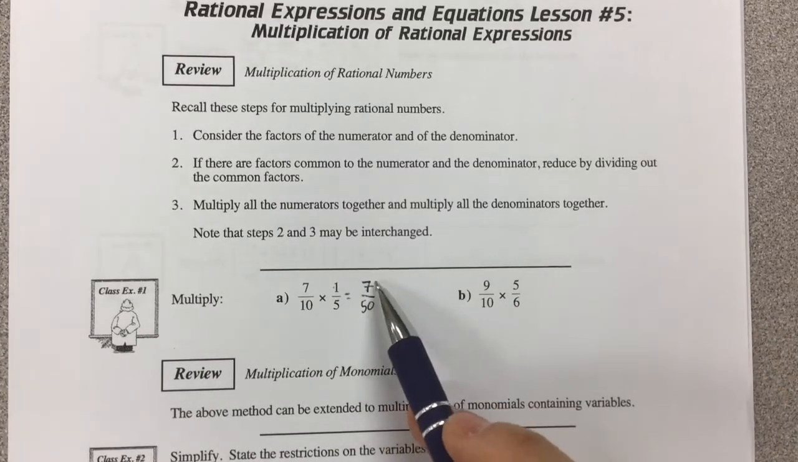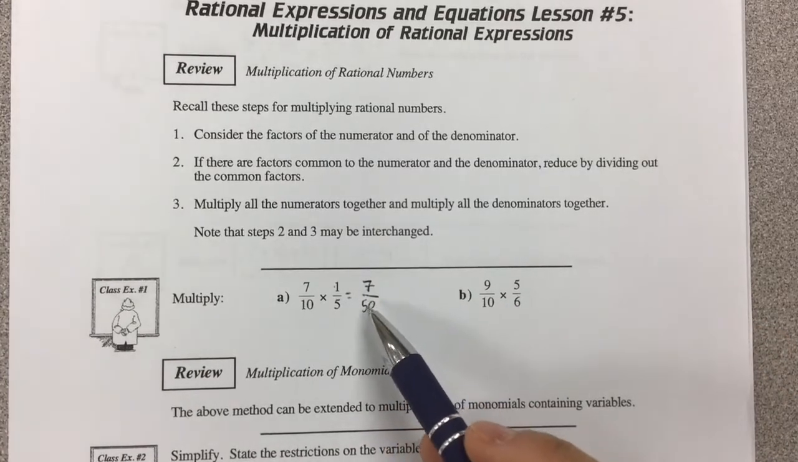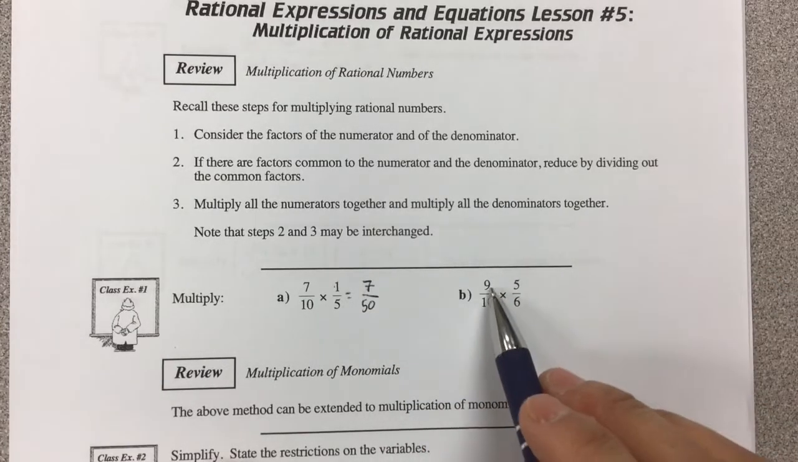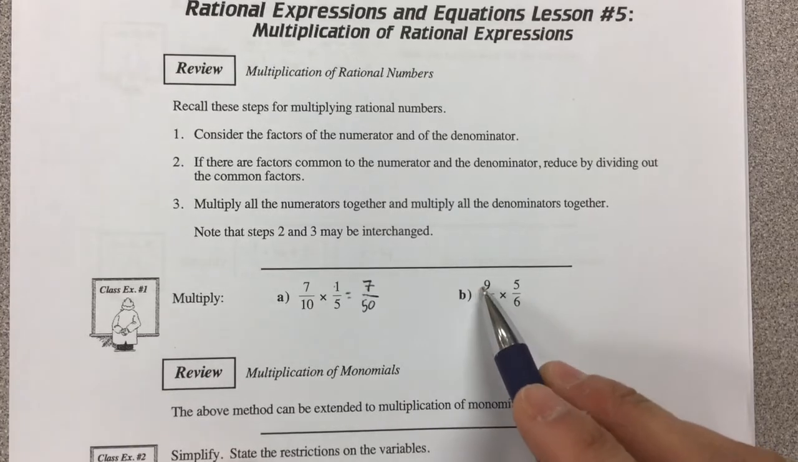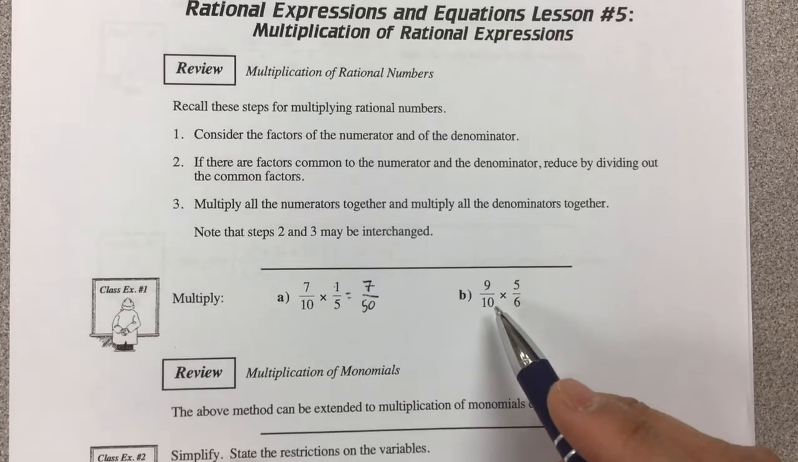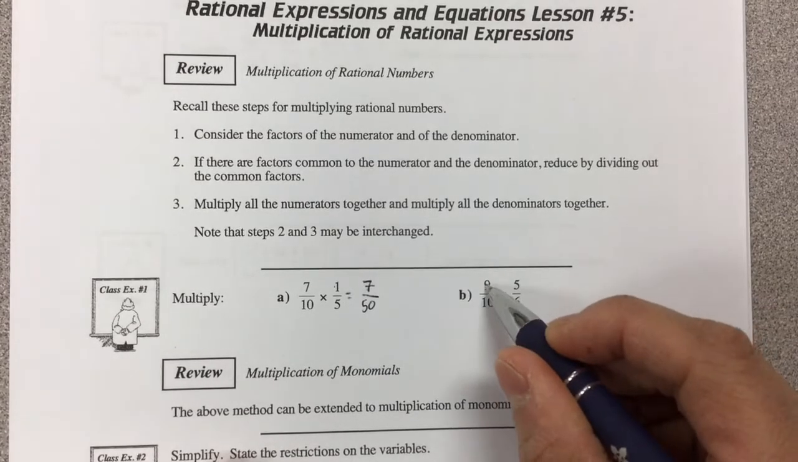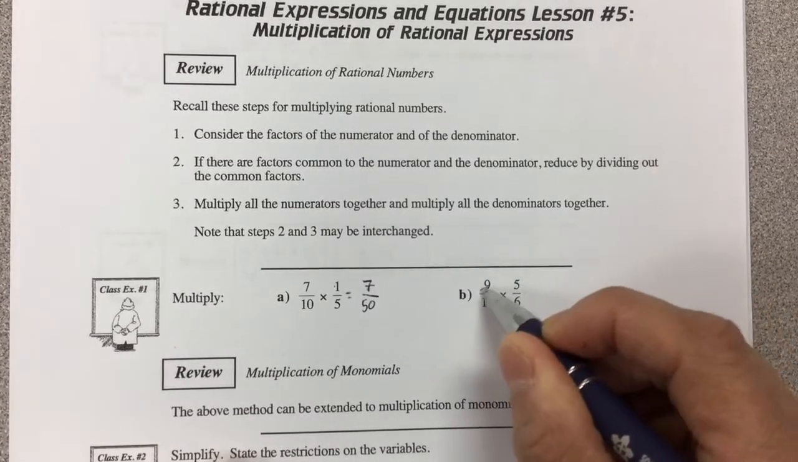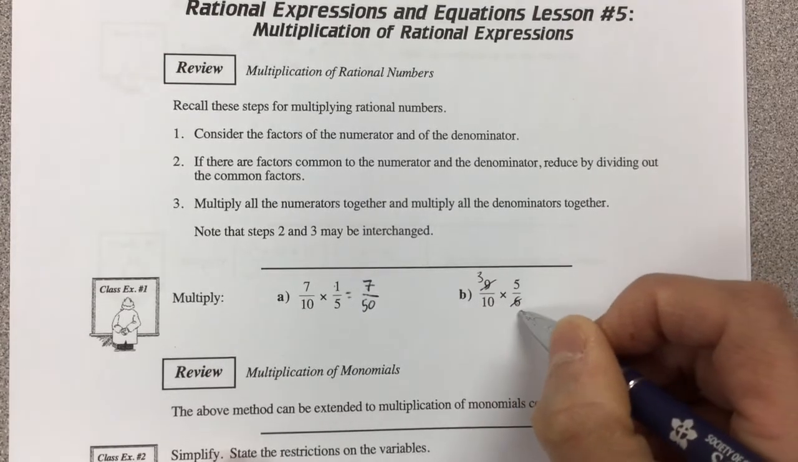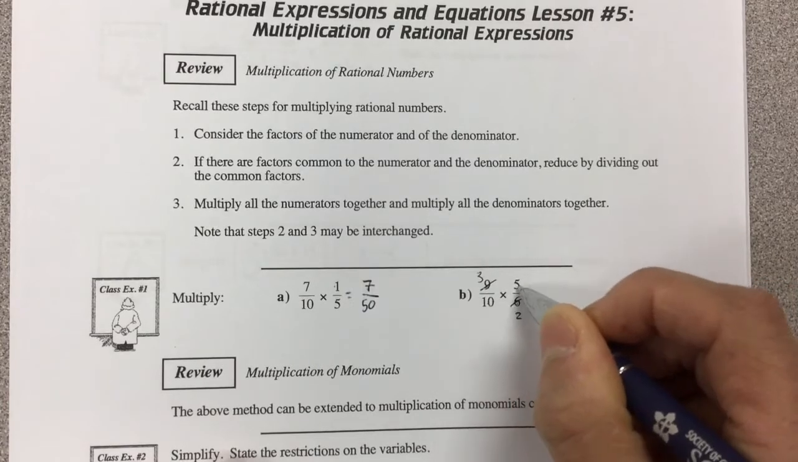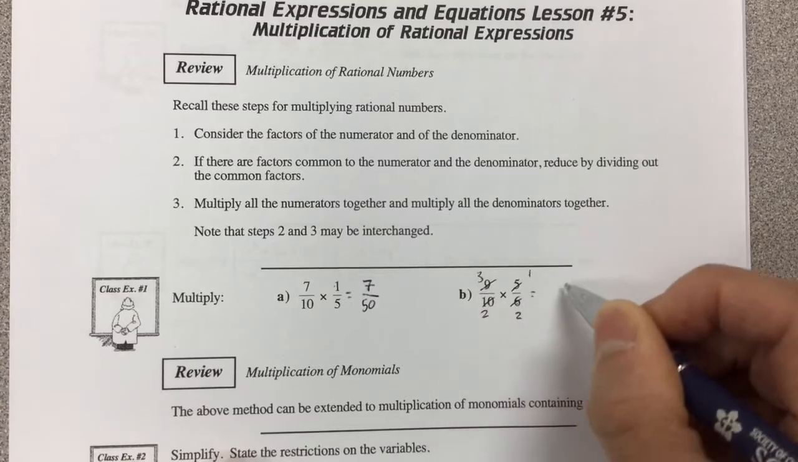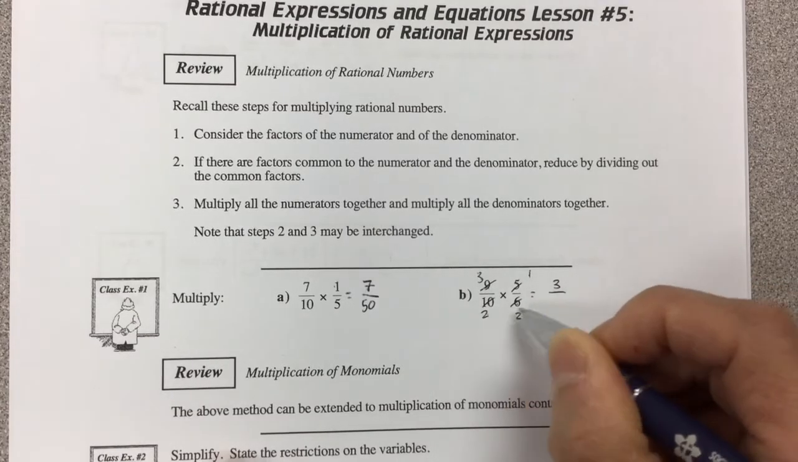And if we can reduce, then we should reduce, but if not, then we'll just leave it as is. Now, with 9/10 times 5/6, we can multiply straight across, or we can find common factors. Between 9 and 6, we have a common factor of 3, where 3 goes into 9 3 times and goes into 6 2 times. And between 5 and 10, we have 1 and 2.